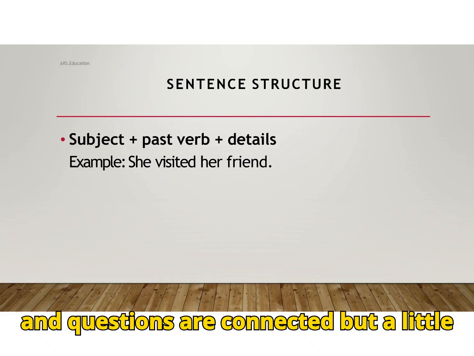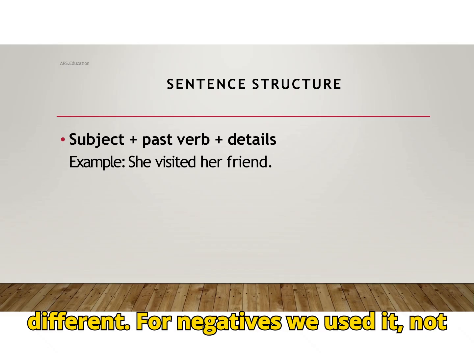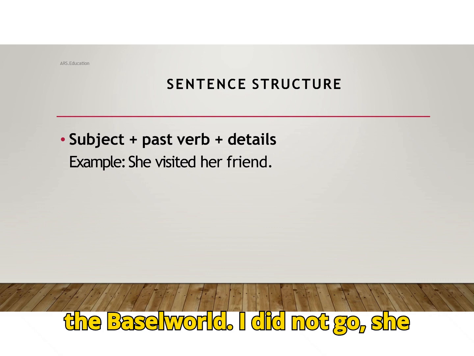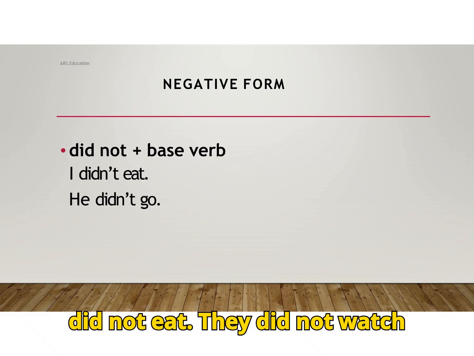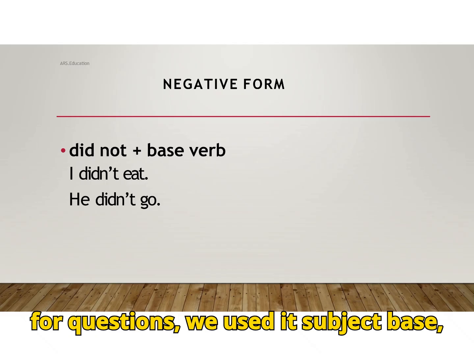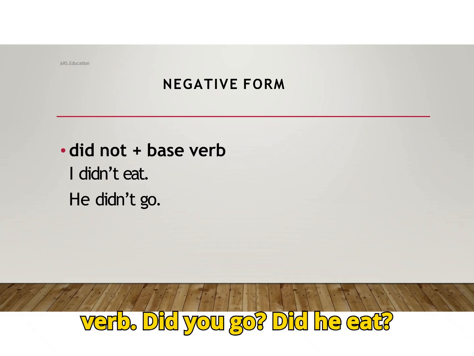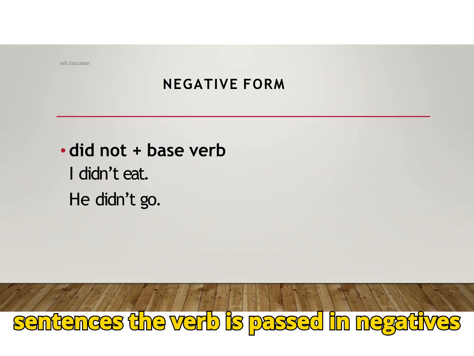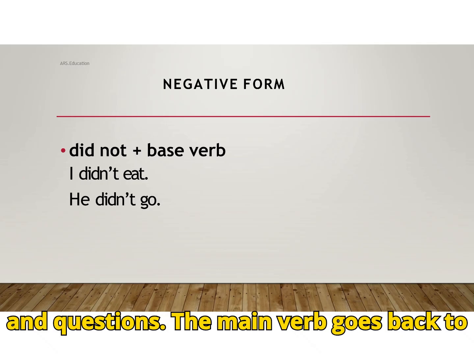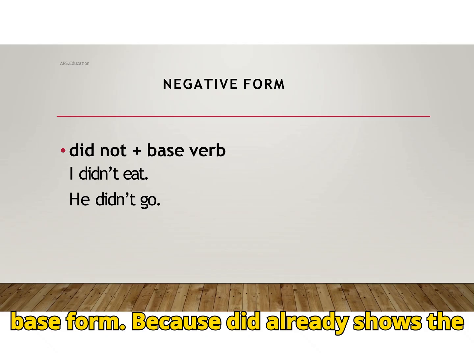Negatives and questions are connected but a little different. For negatives, we use did not plus the base verb. I did not go, she did not eat, they did not watch. For questions, we use did plus subject plus base verb. Did you go? Did he eat? Did they watch? So remember, in normal sentences the verb is past. In negatives and questions the main verb goes back to base form because did already shows the past.